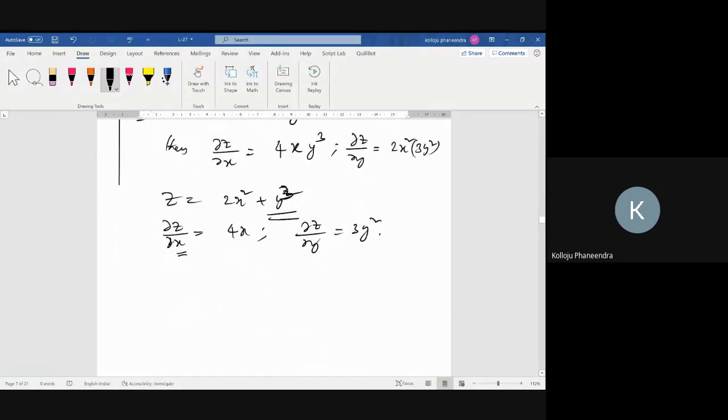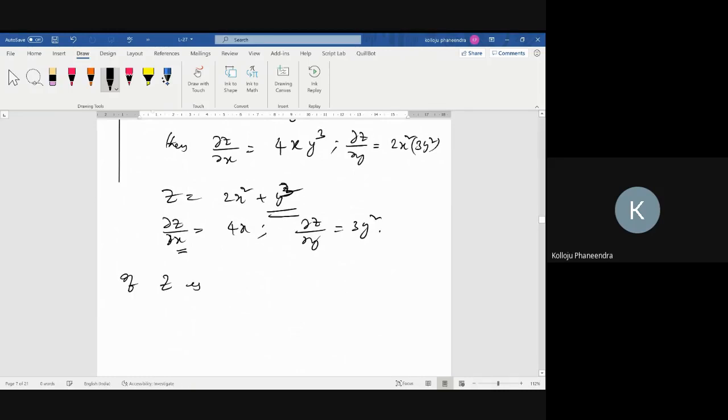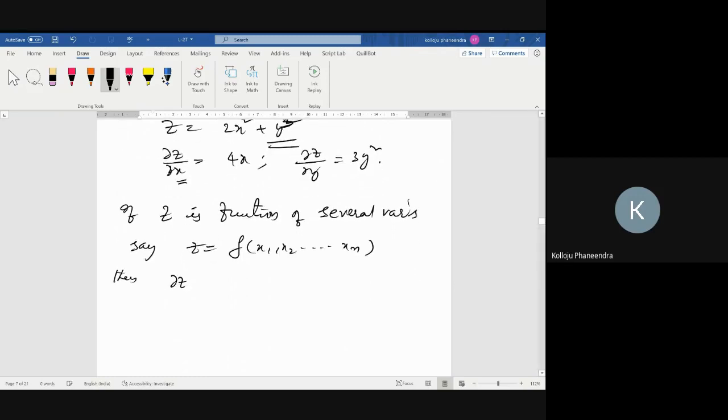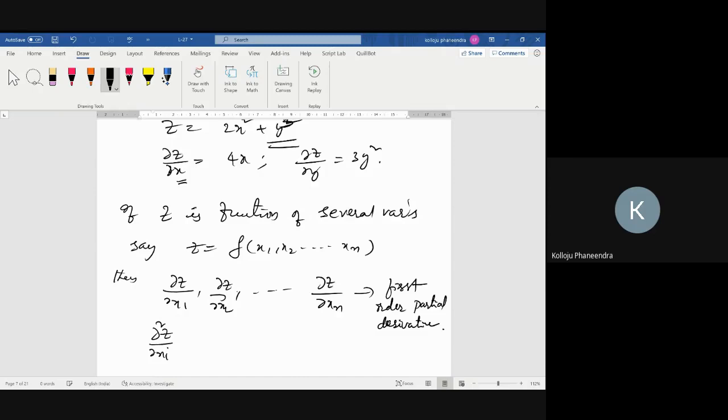If z is a function of several variables, say z equal to f of x1, x2, and so on up to xn, then how many partial derivatives exist? Dou z by dou x1, dou z by dou x2, and so on, dou z by dou xn. These are first order partial derivatives. Similarly, dou square z by dou x1 square, dou square z by dou x2 square, and so on. These are called second order partial derivatives.